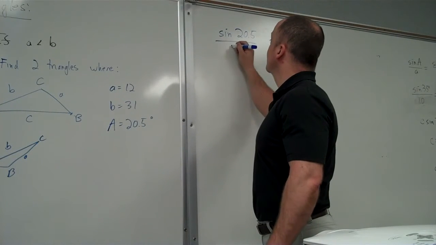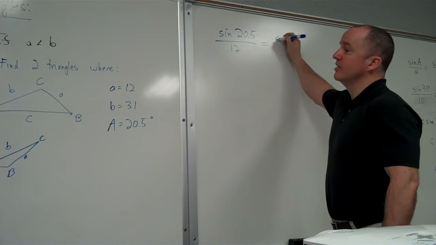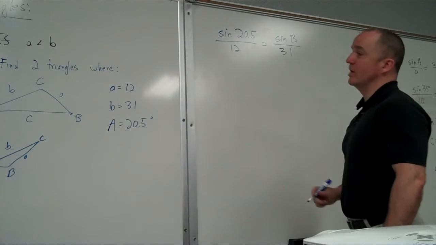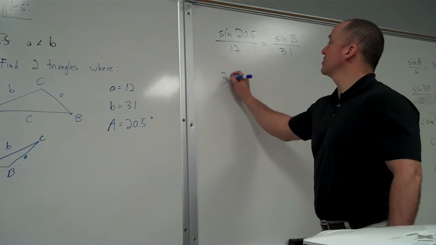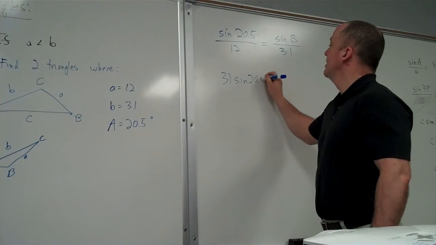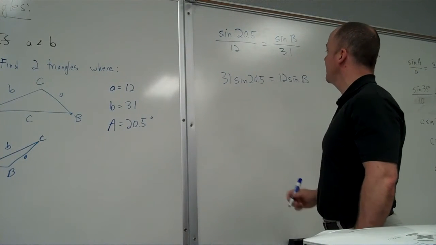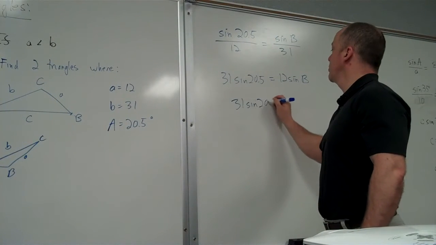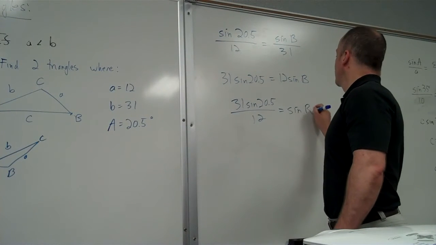20.5 over 12. And then sine of B over 31. Sine of B, which we don't know, over 31. Okay? And now from here, I cross multiply: 31 sine 20.5 equals 12 sine B. And then 31 sine 20.5 divided by 12 equals the sine of B.